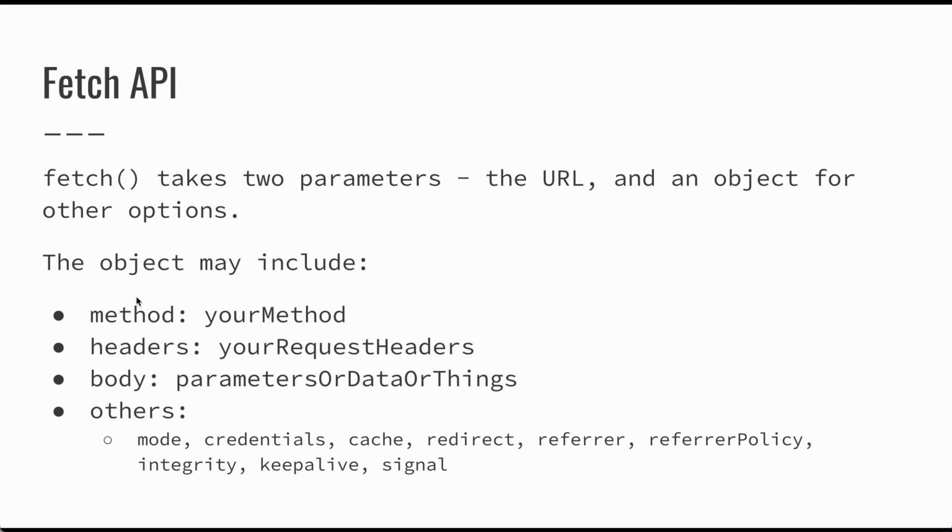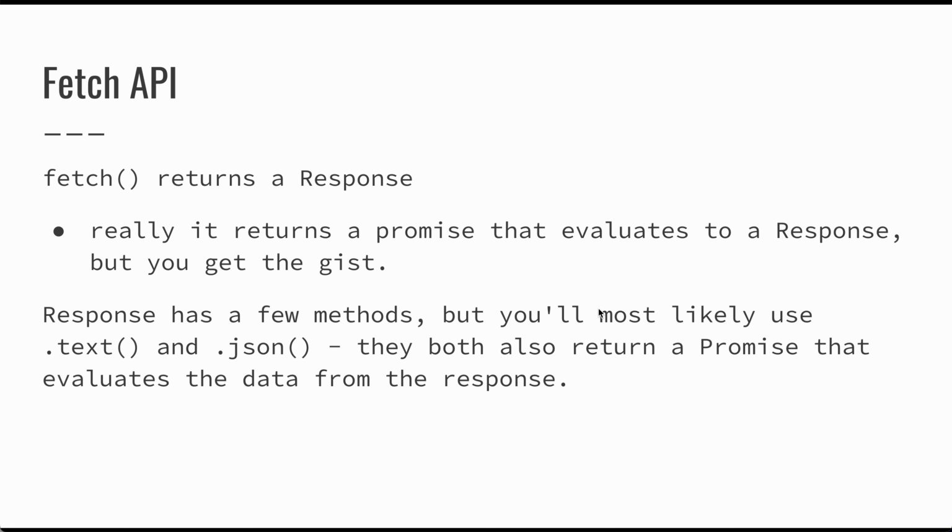Some of the common ones would be method, headers, and body. For method, you could use get, post, or any of the other HTTP methods. The headers are those that you might want to set for your particular request. And then body, which could contain parameters or data or anything you really want to provide. And then there's a whole slew of others. If you take a look at these slides, you can see a link that defines all of those different object property parameters a little bit more clearly.